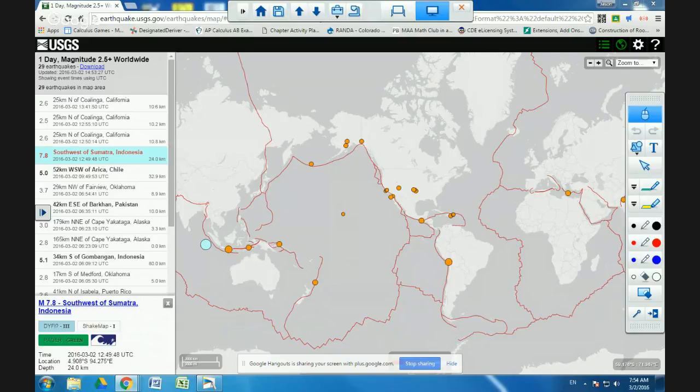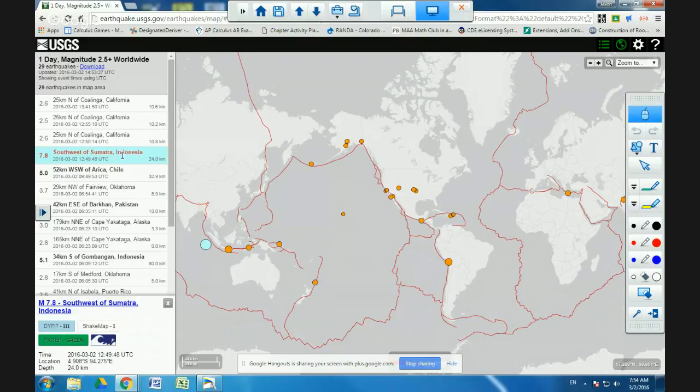Okay, start off. Guess what? There was a really big earthquake today. This is like 3 hours ago. Right there. That's Indonesia. Indonesia is a hot spot for earthquake activity. You could see that it was a 7.8.